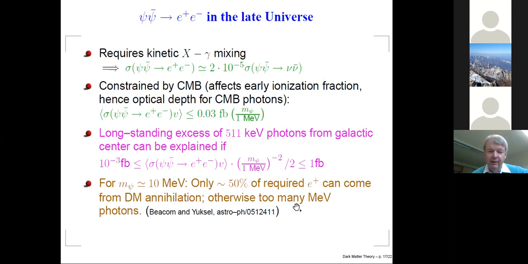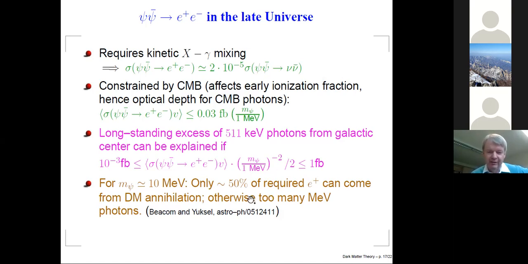Otherwise, you have too many MeV photons, because the positrons, when they're produced at several MeV, do have a finite probability to annihilate before they are slowed down. And that will then produce MeV-ish photons, and in that energy band, there is no excess, as has been pointed out by Beacom et al. some already 15 years or so ago.